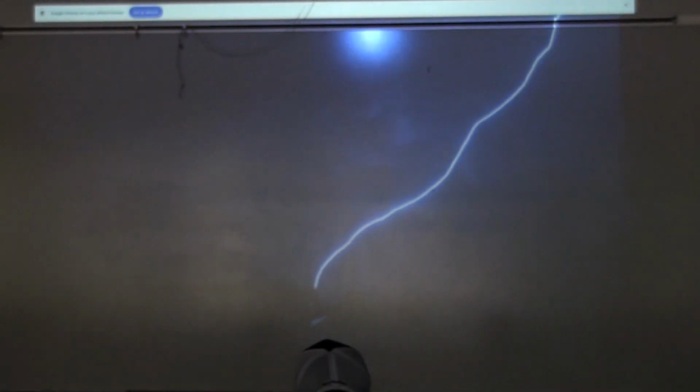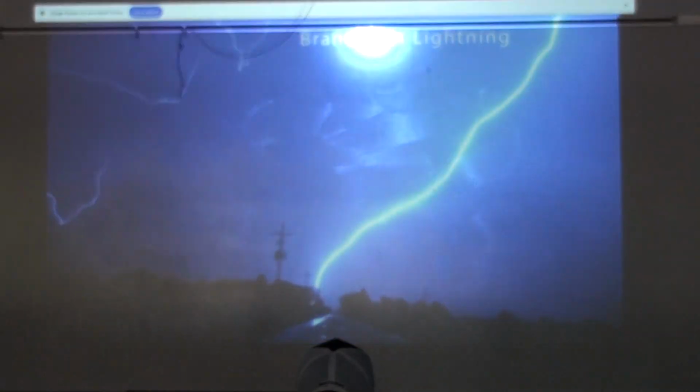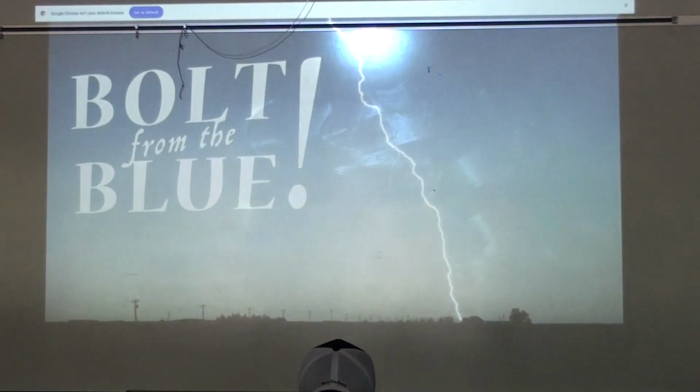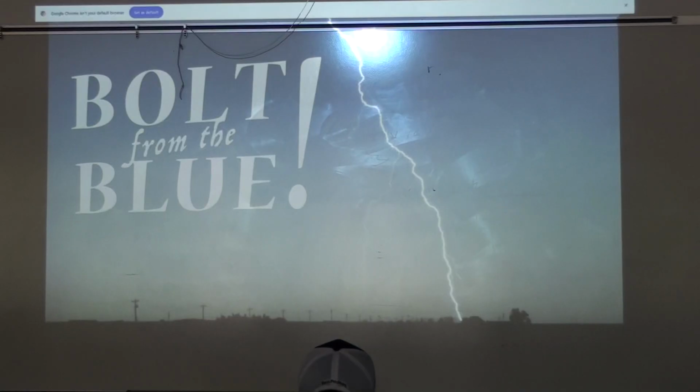The visible flash is often just the channel without any branching leaders, and so it's sometimes referred to as branchless lightning. But be assured, there is leader branching. It's just hidden in the clouds aloft. Sometimes a bolt of lightning can leap miles away from the storm, jolting earthlings with surprise. We call this a bolt from the blue.